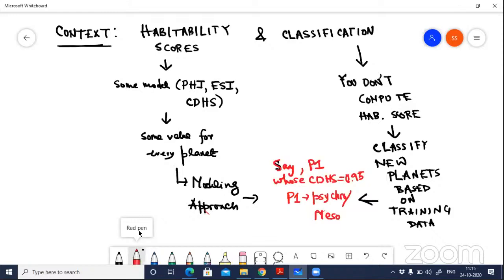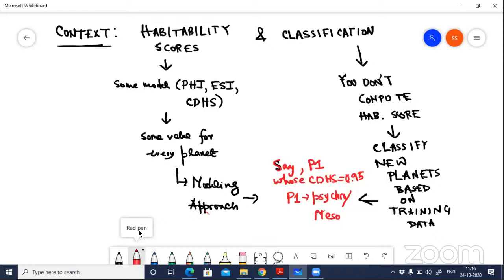This planet P1 is a favorable candidate because its habitability score value is close to Earth, and also from a machine learning approach, it has been labeled as a psychro or a mesoplanet. So we have done a fusion of these two approaches, and that paper was published in Astronomy and Computing in 2018, and an enhanced version where we actually included the eccentricity as an additional physical parameter in the modeling approach was published in the same journal this year in January.